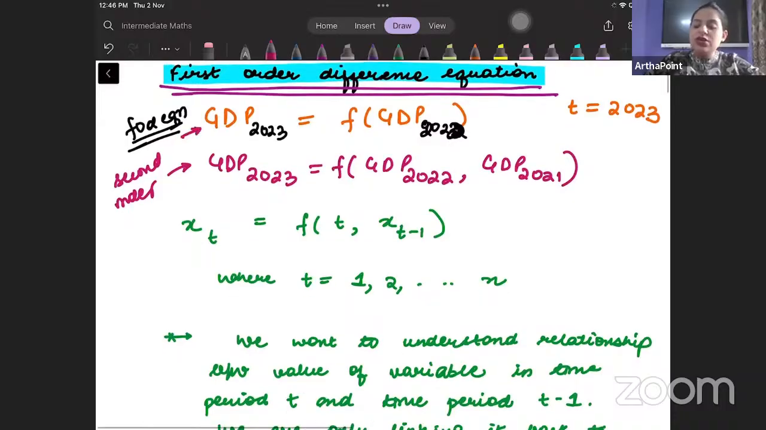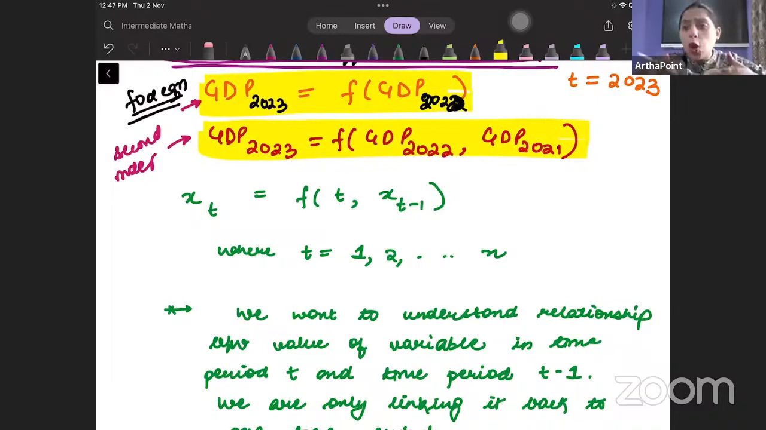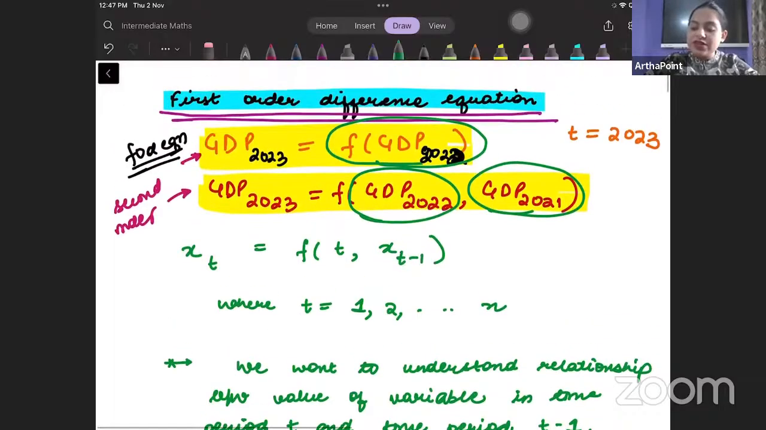So whether it is a first order or a second order difference equation, I am linking it to its previous values. But till what lagged value am I taking it? Am I going only till one lagged value, or am I going till two lagged values? That is what is going to determine the name, whether it is going to be first order, second order, third order, and so on.